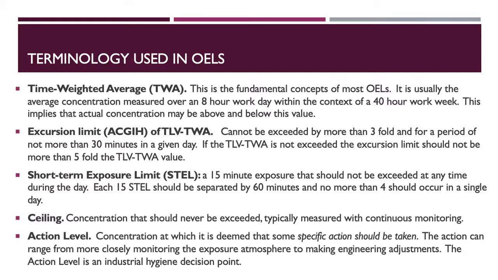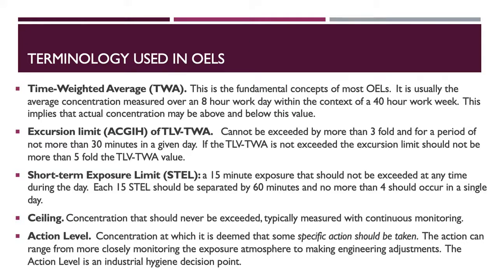A ceiling is a concentration that should never be exceeded, and typically we only know that this is exceeded because we're doing some kind of direct reading or continuous monitoring. An action level is a concentration at which some specific action should be taken. A lot of folks use a blanket term that the action limit is half of the PEL, and certainly for many of the OSHA OELs, the action limit is half of the OEL, but this isn't always necessarily true.